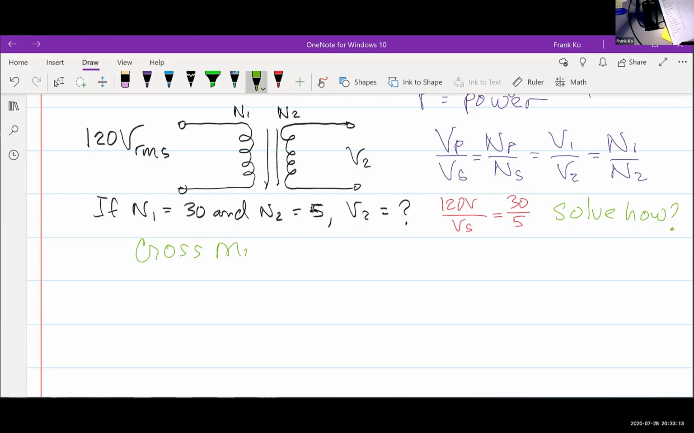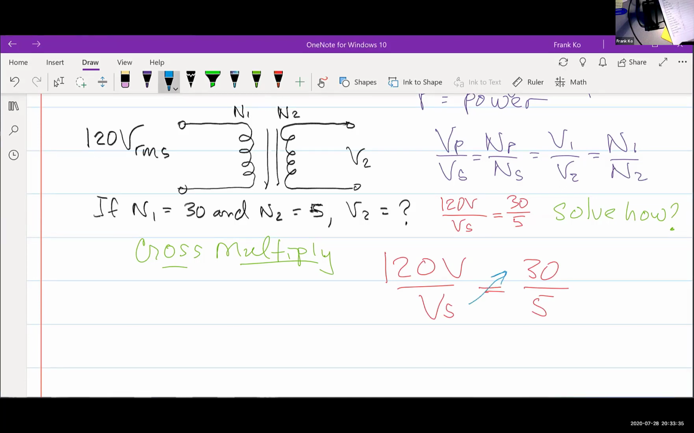So I will cross multiply. That's the key. What am I cross multiplying? I have 120V over Vs is equal to 30 over 5. What I'm cross multiplying is this to this, this to this. So cross multiply will result in 120V times 5 is equal to Vs times 30.